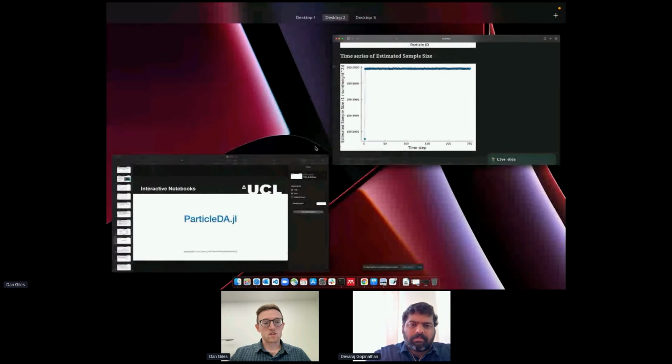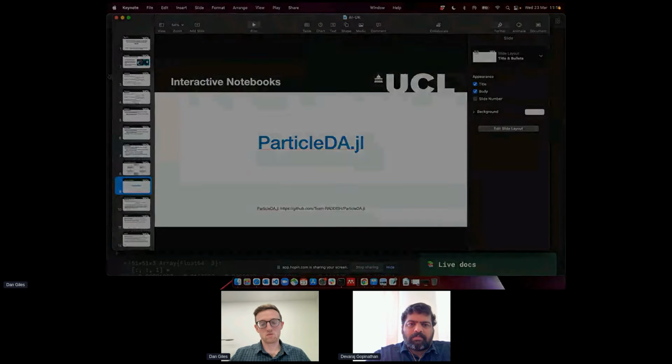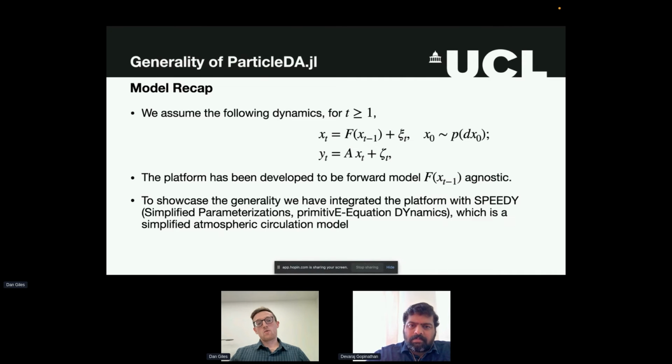Now I'm going to return to the slides. Apologies again for this jumping back and forth, but hopefully you can see the slides again. Now moving to one of the things I was trying to pay particular attention to earlier, which is the forward model. I mentioned that our software package, particleda.jl, a Julia framework, is developed to be forward model agnostic.